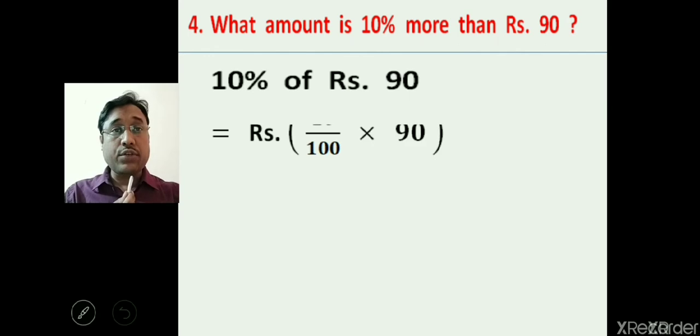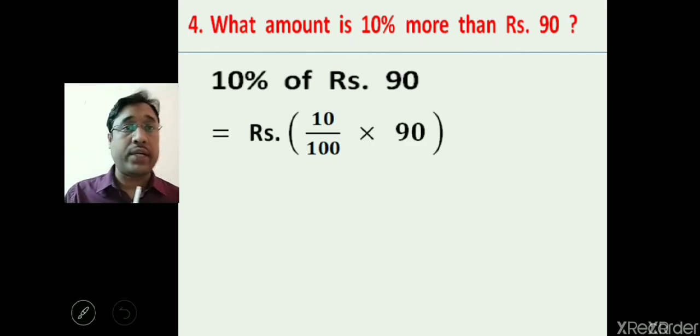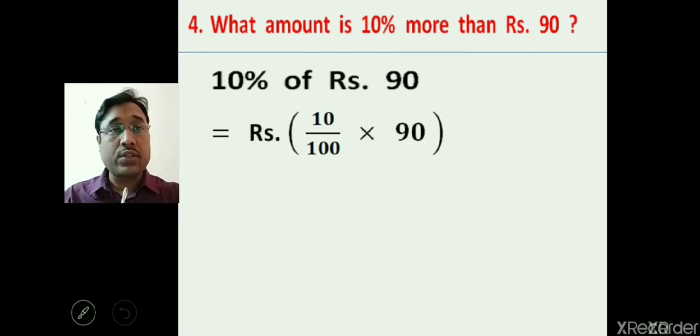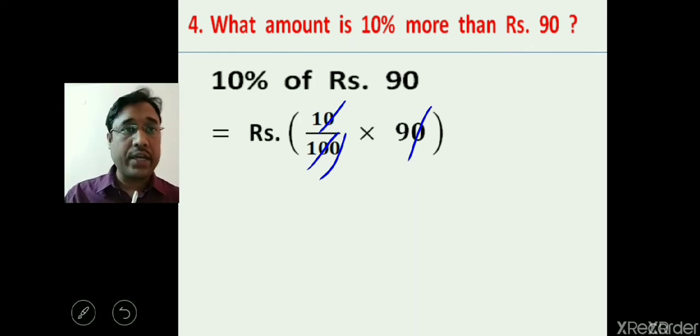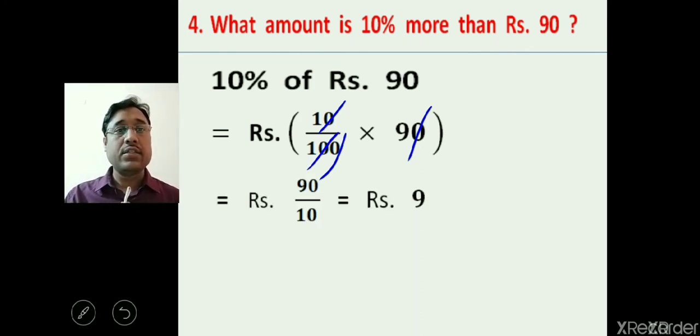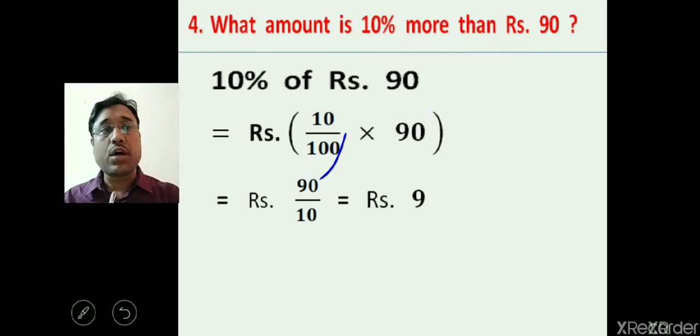So 10% of 90 means 10 by 100 into 90. Now here the 1 0 you can cancel out from here and here, and this 0 also you will cancel out from here and here. Then you will get what? Only 9.